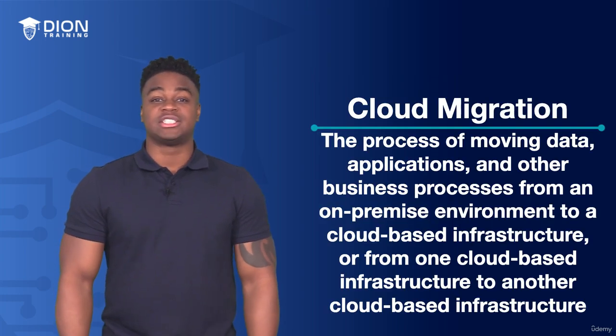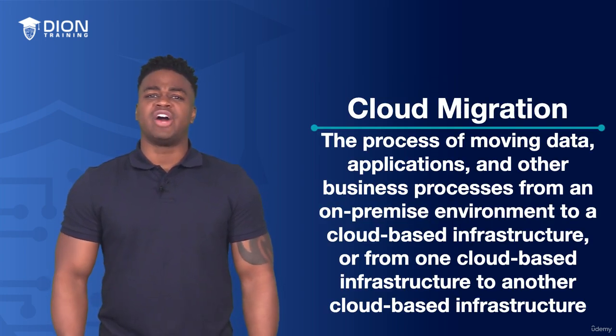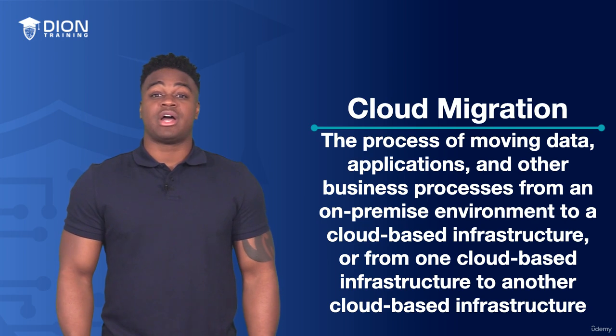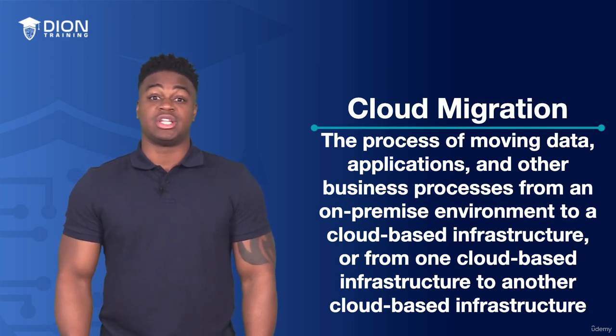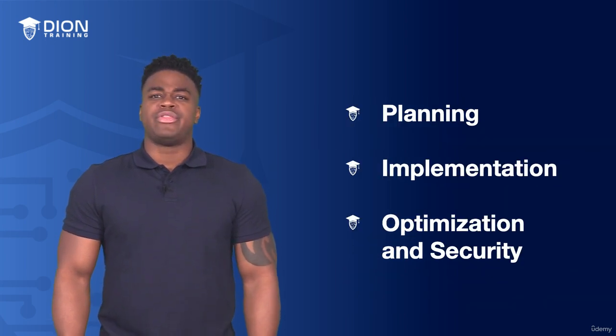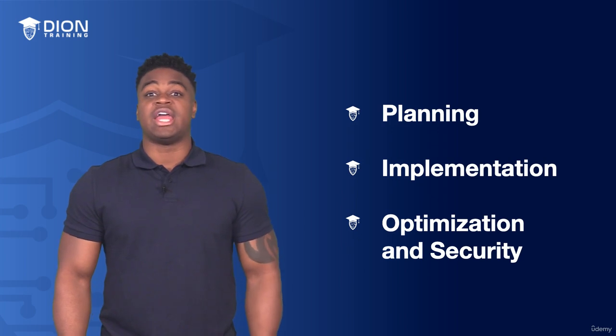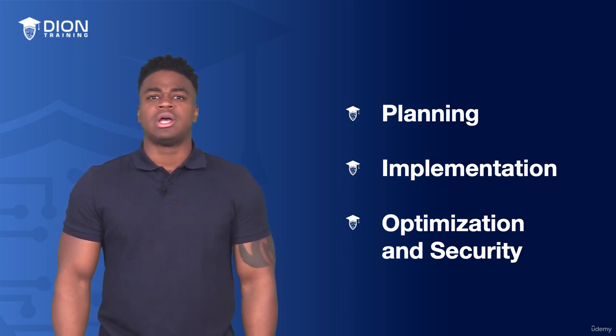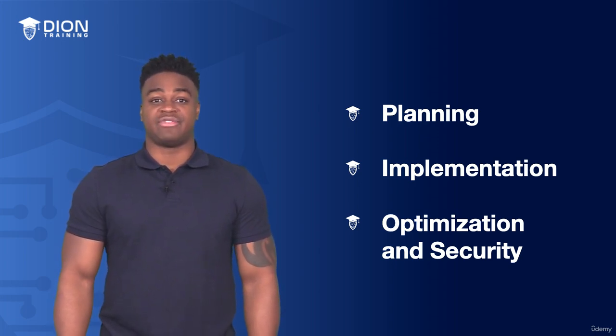Cloud migration is a process of moving data, applications, and other business processes from an on-premise environment to a cloud-based infrastructure, or from one cloud-based infrastructure to another cloud-based infrastructure. This process can be complex and requires careful planning and execution to ensure a smooth transition. During a cloud migration, there are 3 main phases that we will focus on: planning, implementation, and also optimization and security. So we will begin this section by diving into these 3 phases in more depth as we explore the different steps involved in completing each phase.